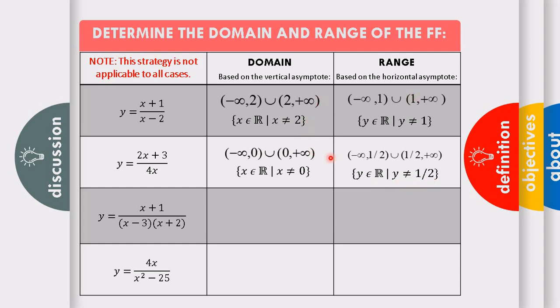So we can see that the asymptotes become the restrictions for each domain and range. Okay, so it is just easy. But not all the cases are just like that. Okay, so we can see that in our fourth example.